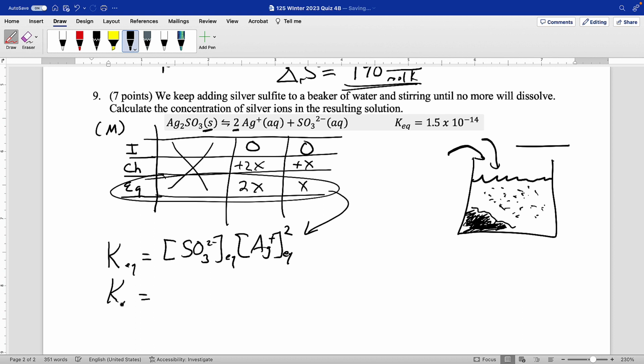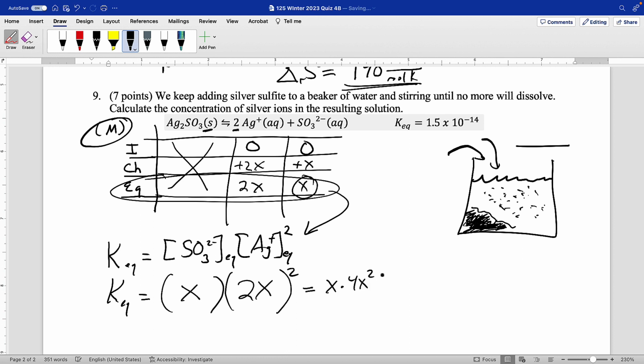Okay, so we have K equilibrium, and we've got to remember that whatever the concentration of silver is, we've got to square it. Well, what's the concentration of silver at equilibrium? It's 2x molar, so we can put 2x. Crucial that you use parentheses because whatever number is in here, you're going to have to square. So we're going to end up squaring that too. And over here we just have x, right? Because we have this x here. So we can see it's x times 4x squared. So it's equal to 4x cubed. So 4x cubed is equal to this.